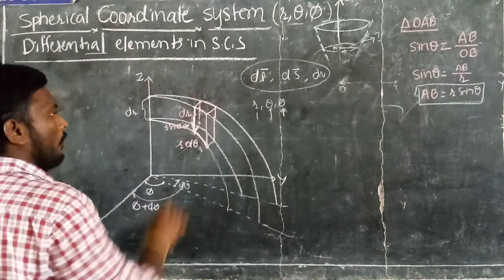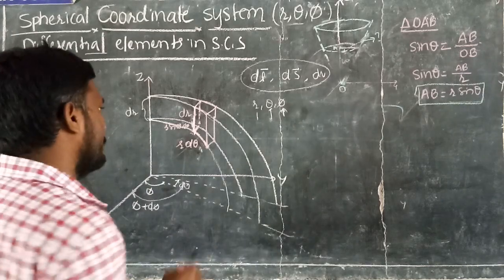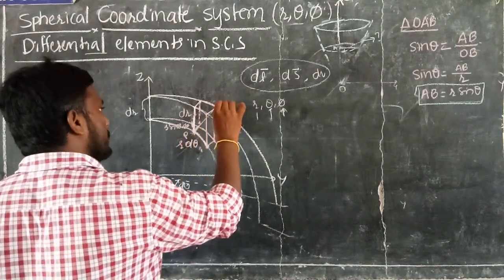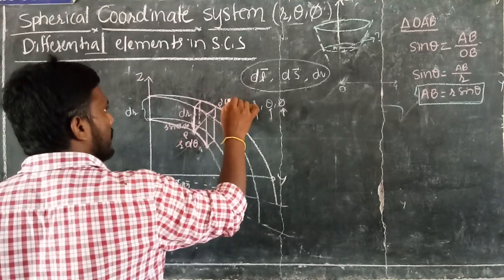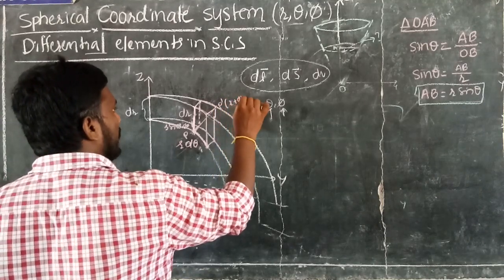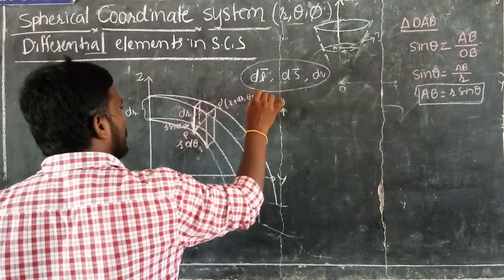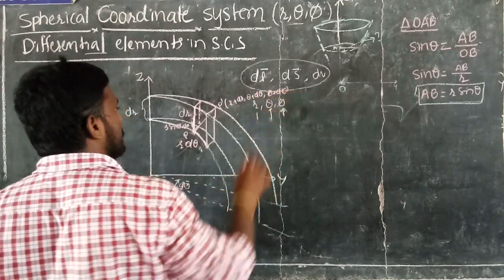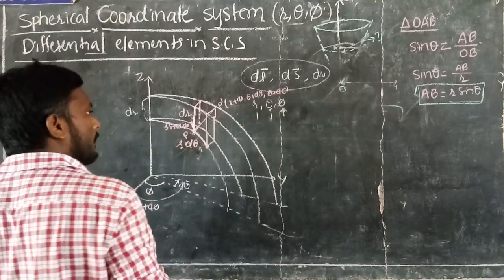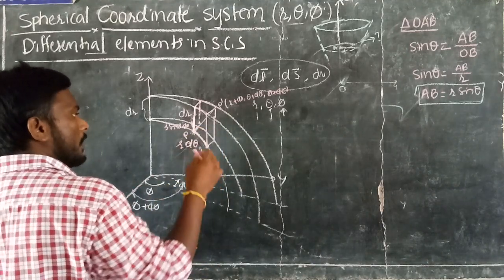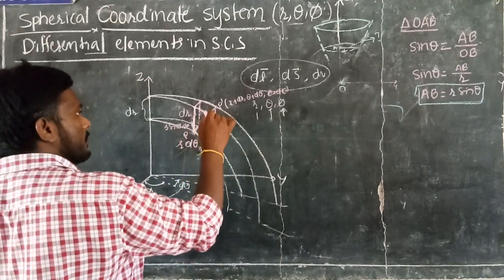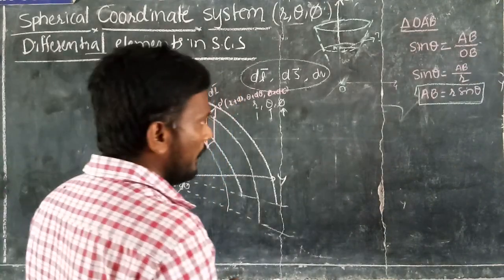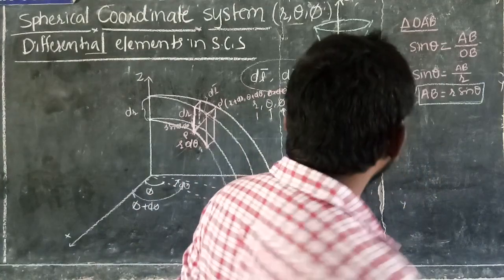Now see how many surfaces we have here. 6 surfaces, and it is an old point P and the new point is here, P dash. Here P dash has r plus dr, theta plus d theta, and phi plus d phi as the new coordinates. So the vector joining the old point and the new point is called the differential vector length. It is dl bar. Okay, it is going to be written like this.